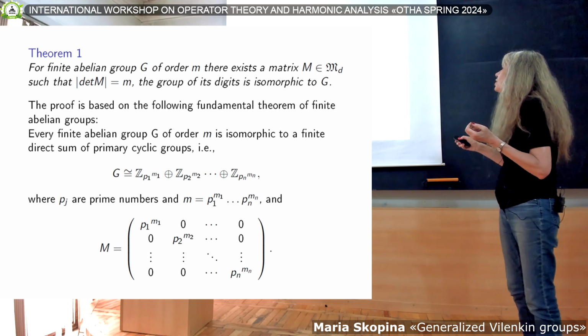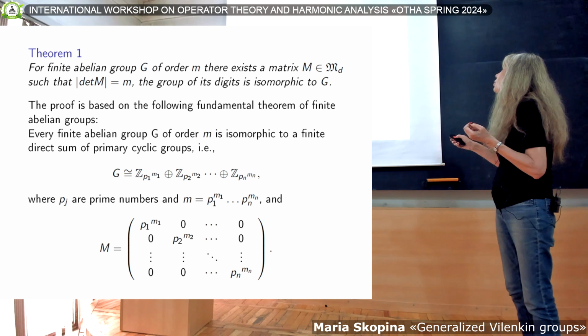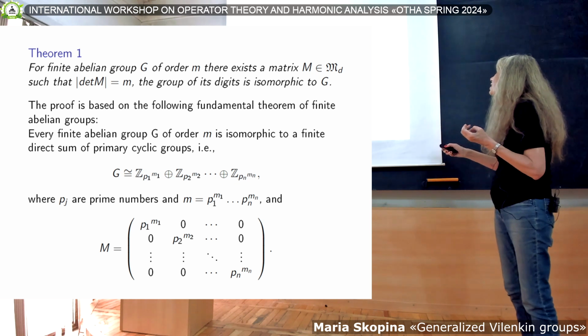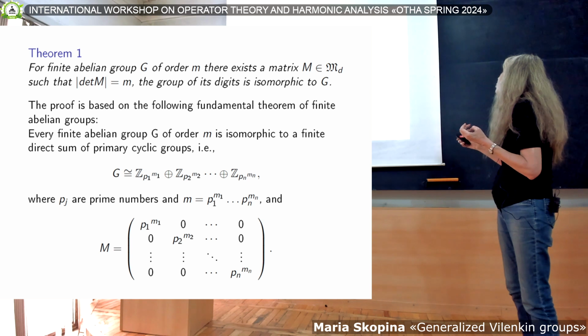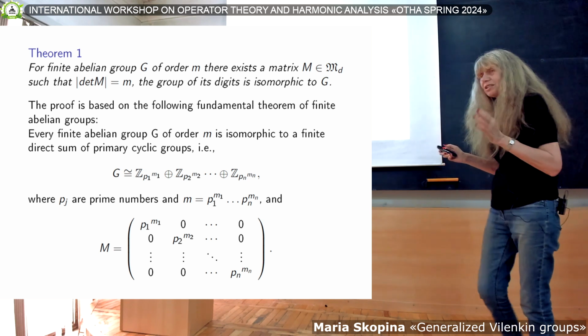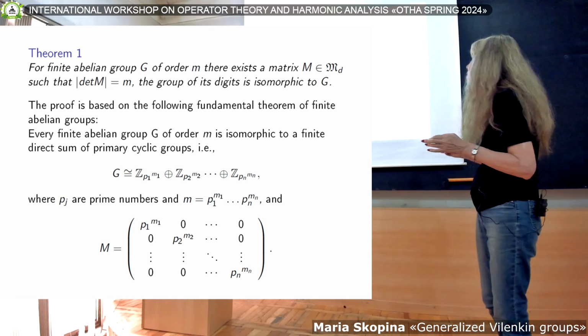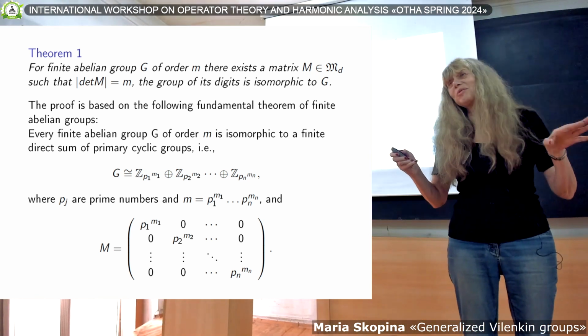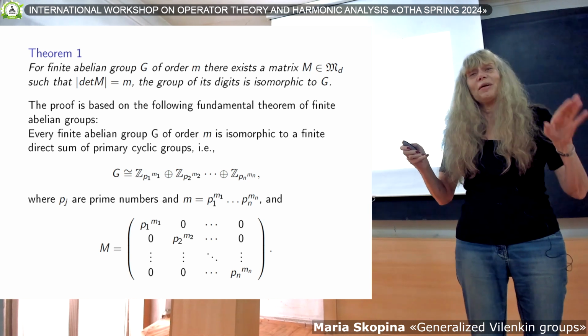How was it proved? It was based on the following fundamental theorem from algebra. This theorem states: every finite abelian group of order M is isomorphic to a finite direct sum of primary cyclic groups. This one. And next he used another fundamental algebraic theorem everybody studied as a student.